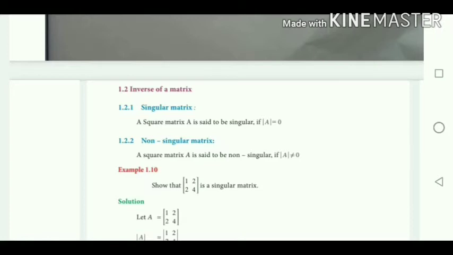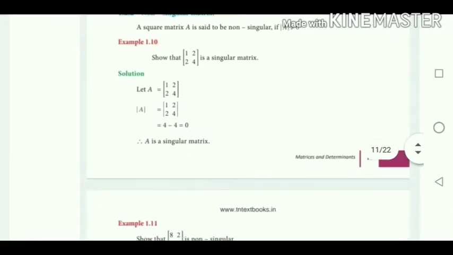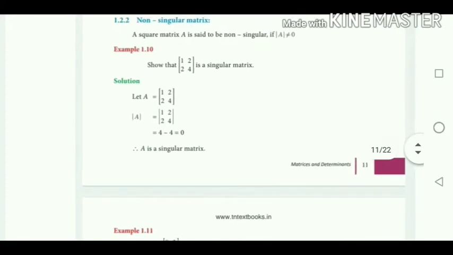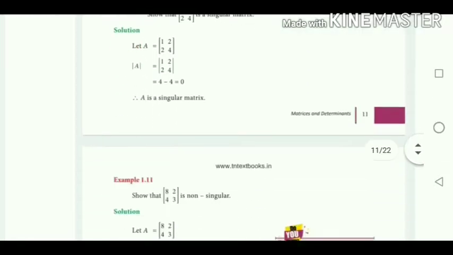Listen, if it is a non-singular matrix, then only we have to find inverse. That is, if it does not equal 0, then only it is possible to find the inverse. Okay, if it is equal to 0, that is determinant of A is equal to 0, it is impossible, that is there is no inverse exists. Okay, here it is equal to 0. A is a singular matrix. Okay, here the question is whether it is singular or non-singular, but if it is a singular matrix, there is no inverse. Okay, that is a concept here.